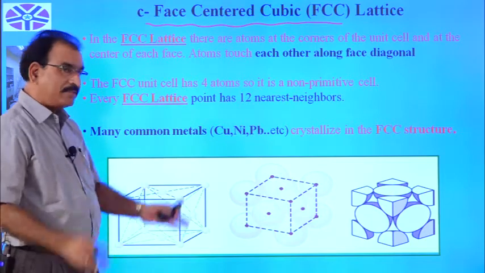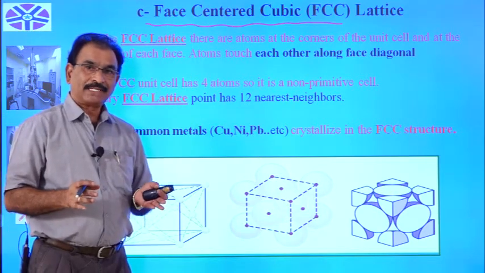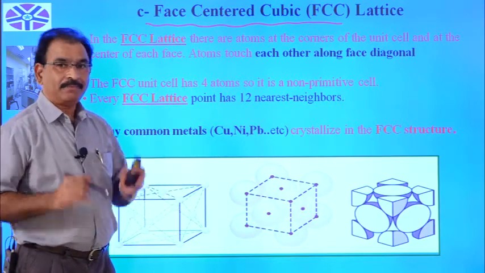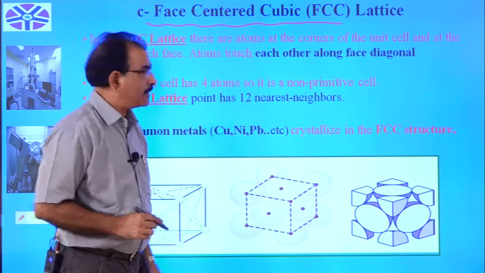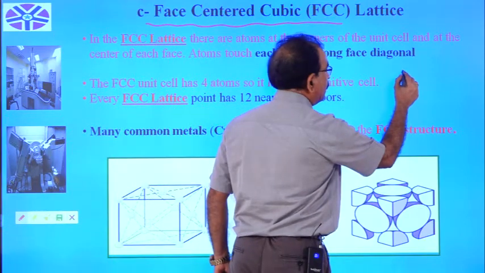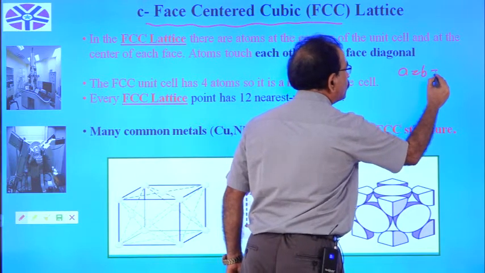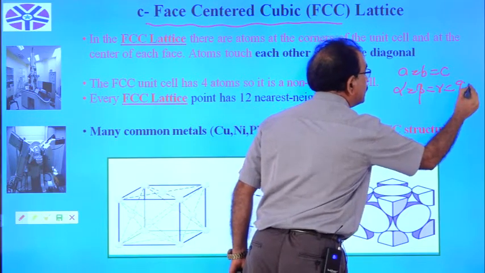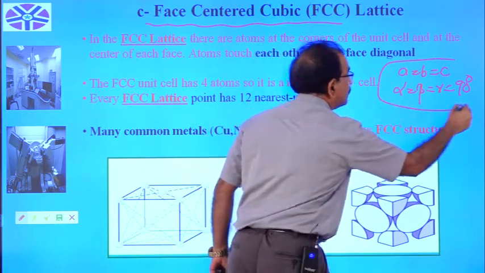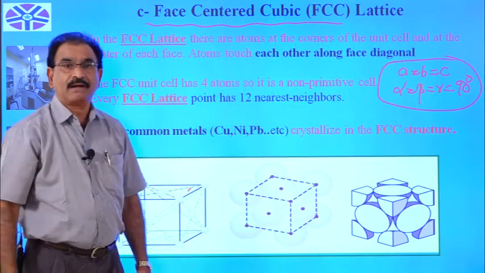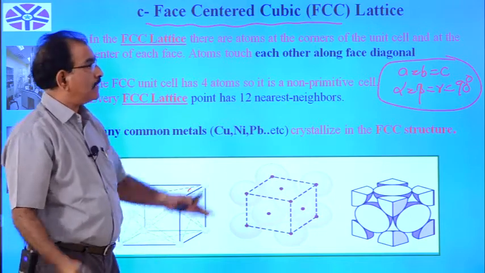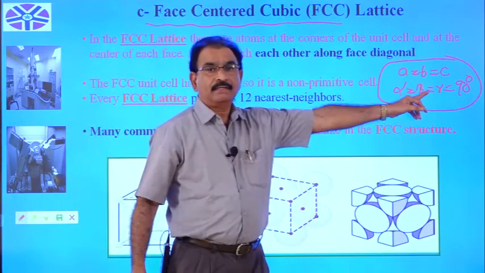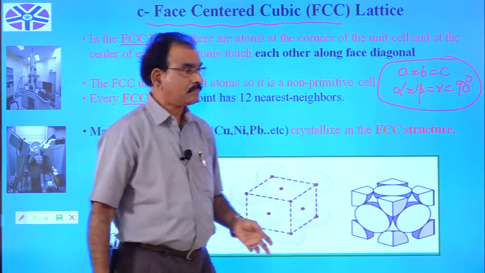So, what is face center cubic lattice? What are its main characters? That is what we will discuss. Friends, let me once again tell you, since it is a cubic system, here we always get a equal to b equal to c, alpha equal to beta equal to gamma equal to 90 degrees, because these are the characteristic features of cubic system. So, FCC belongs to cubic system, hence it follows these lattice parameters, right.